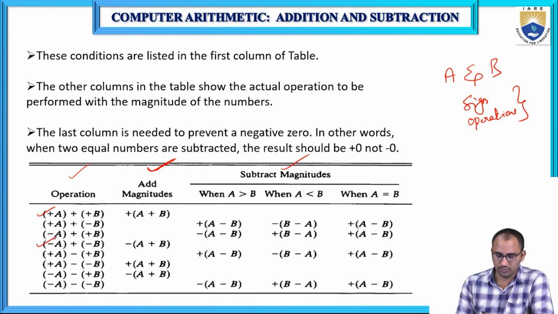Next one, the fourth one, minus A minus B. That means the signs of the numbers are the same, because here it is a negative number, and here it is also a negative number. Their signs are the same. Plus means it is a positive number, minus means it is a negative number. So in the first case both are positive numbers, in the second case both are negative numbers. And the last case is minus A minus B. So here the signs are the same.